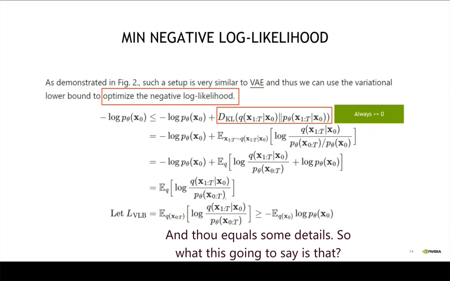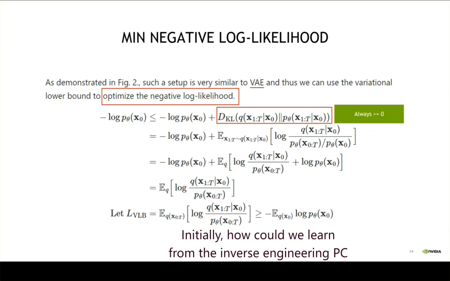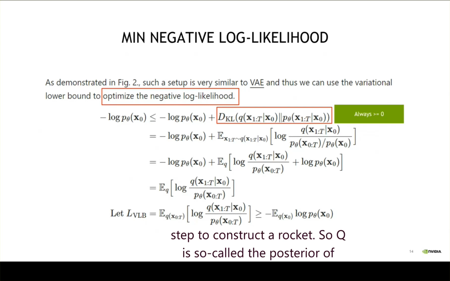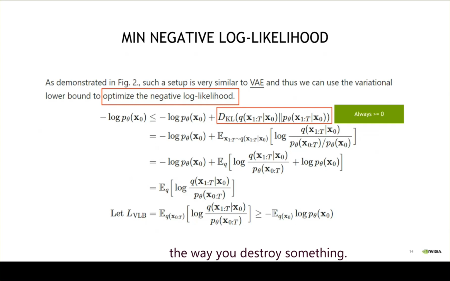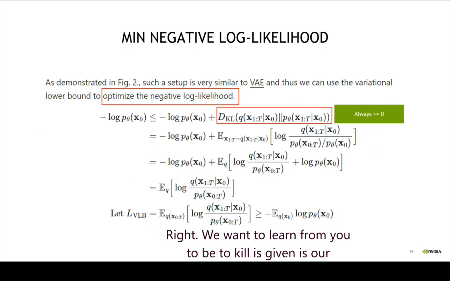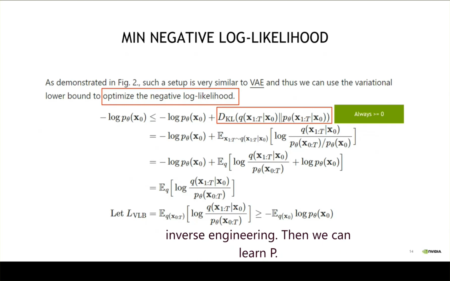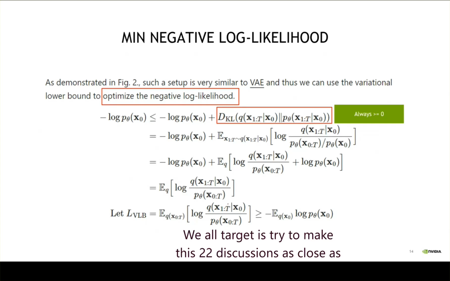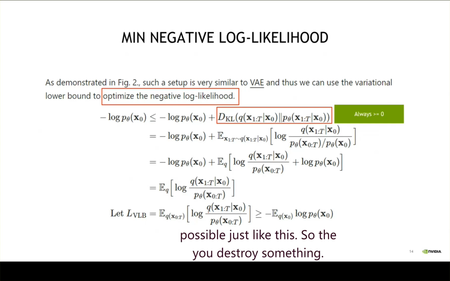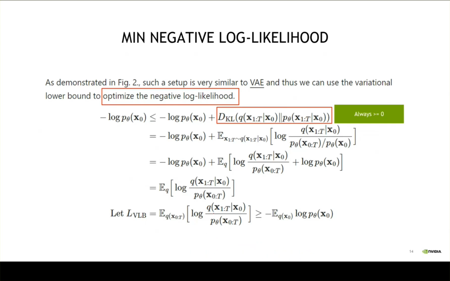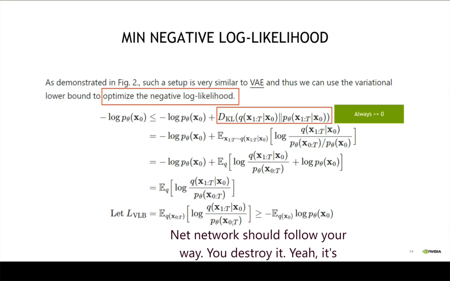What this is going to say is, how could we learn from the inverse engineering? P theta, remember, is our target. We want to learn step by step to construct a rocket. So Q is the so-called posterior of the way you destroy something, right? We want to learn from Q to P. Q is given, it is our diffusion process, and we check the diffusion process in inverse engineering, then we can learn P. Our target is to make these two distributions as close as possible. So you destroy something this way, and then you see how to recover it. The recovery network should follow the way you destroyed it. It's a very smart idea.